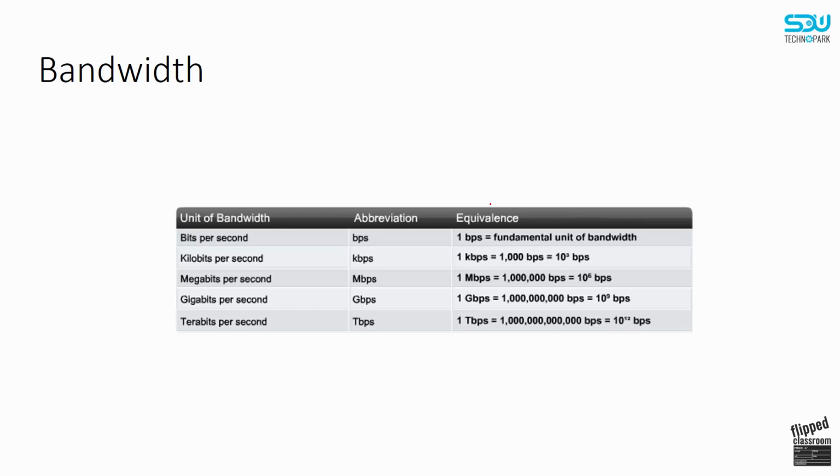And here is how the bandwidth can be evaluated: bits per second, how many bits per second can be sent or received; kilobits, thousands of bits; megabits, millions of bits; gigabits; and terabits per second. So when you have 1 terabit per second, then you have so many bits per second that can be sent or delivered.